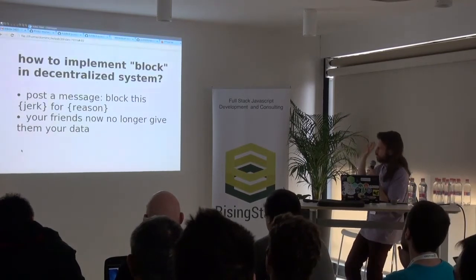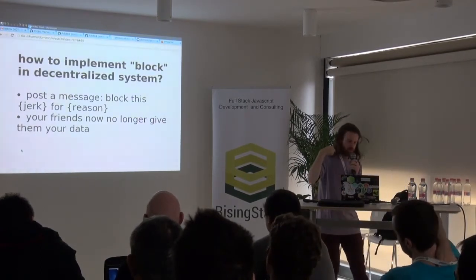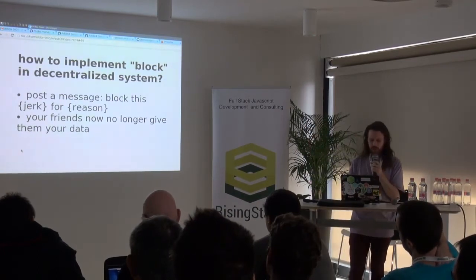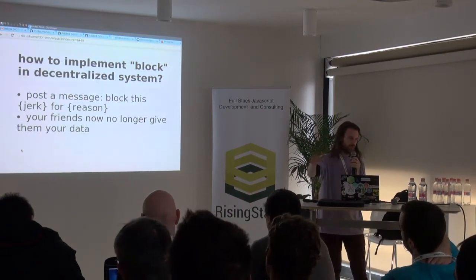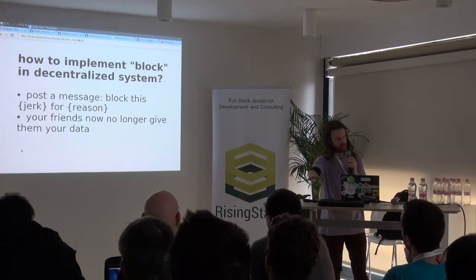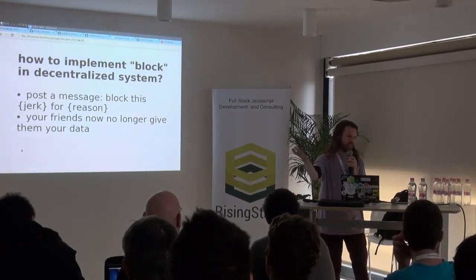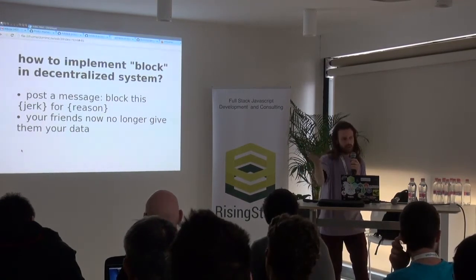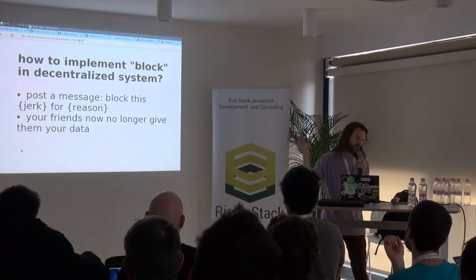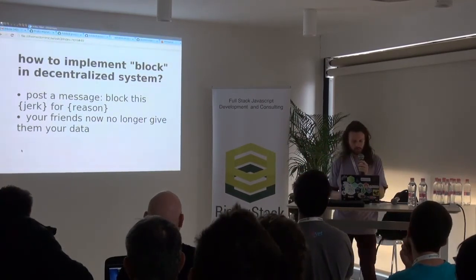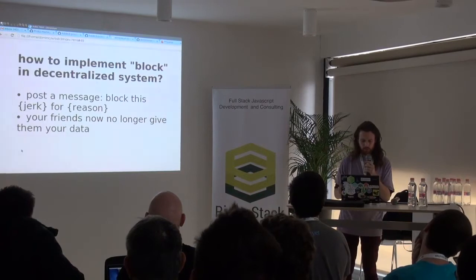So basically, you could just post a message that says, block this jerk, and then your friends would no longer give that person their data. Effectively, now they can't irritate you because they can't send any message to you, and they can't read any of your data, so eventually you've just completely blocked them off and ignored them.